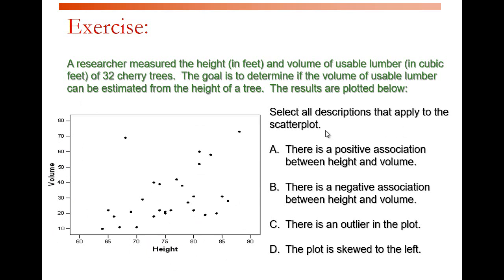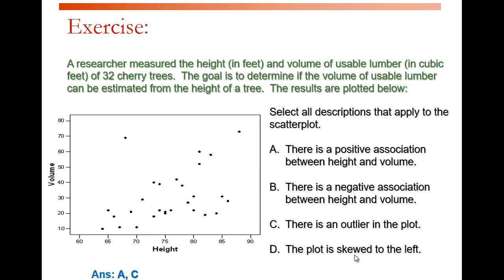So here we want to select all the descriptions that apply to the scatterplot. There is a positive association between height and volume. There is a negative association between height and volume. There is an outlier in the plot. The plot is skewed to the left. Okay, so I hope you paused and thought about it for a bit, and the answer is A and C.